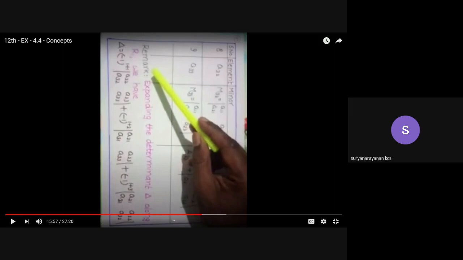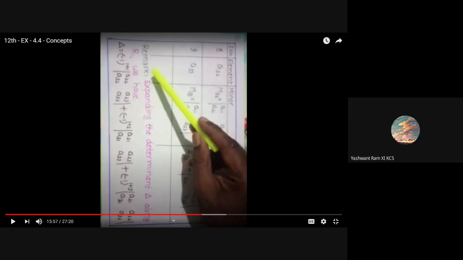This concept, my dear children, cofactors of elements of a matrix of order 3 by 3. Grayson, Joseph, Ram, understood how to find?